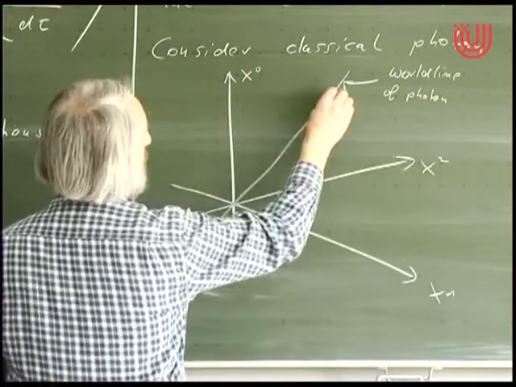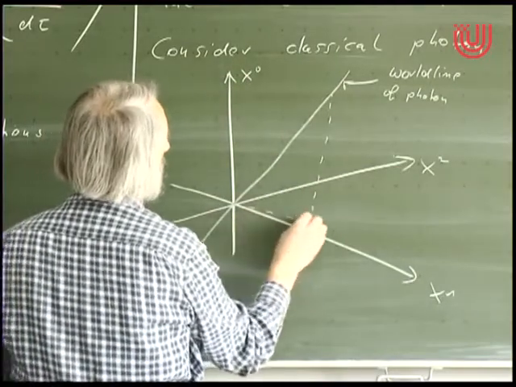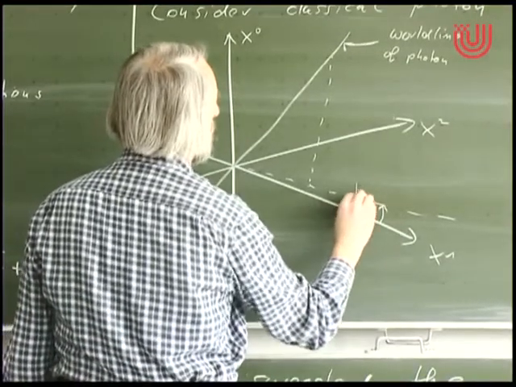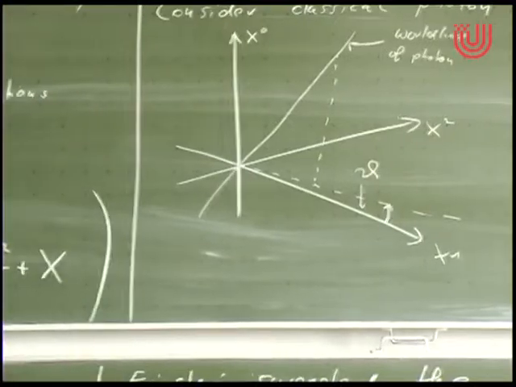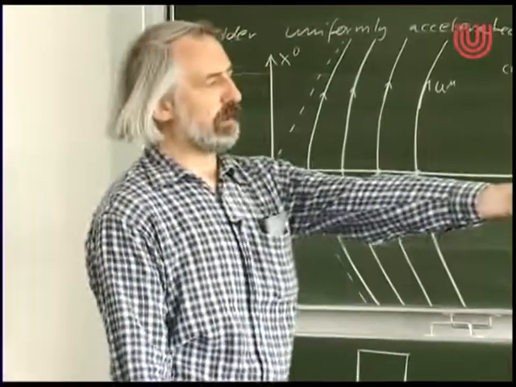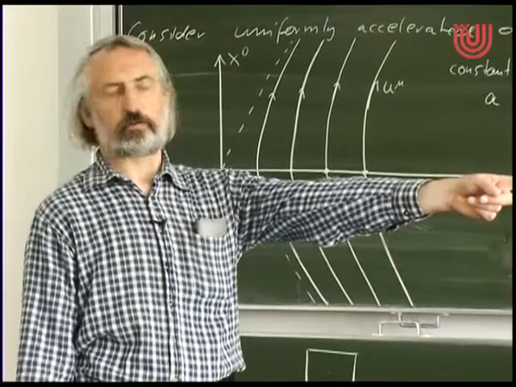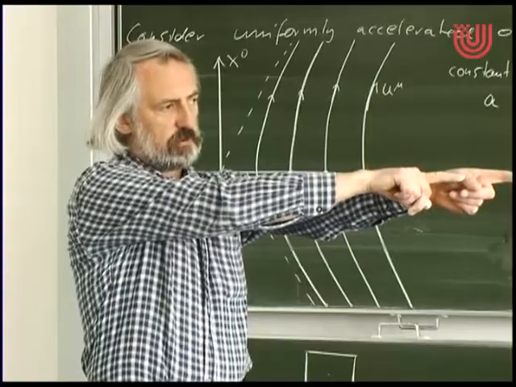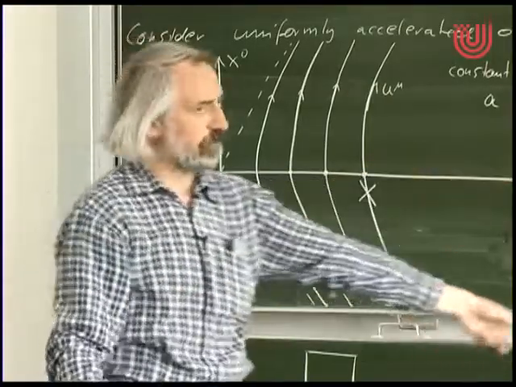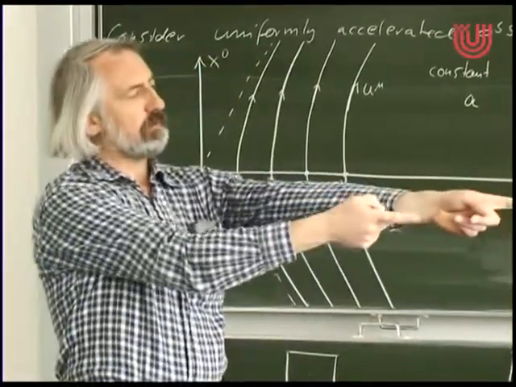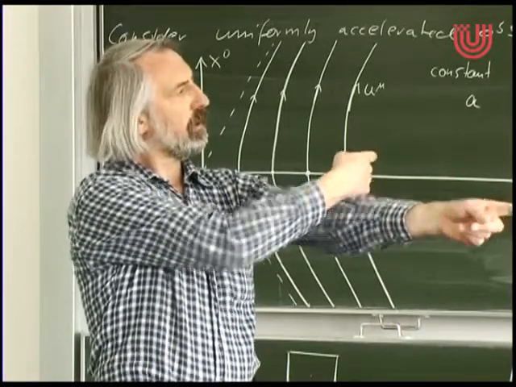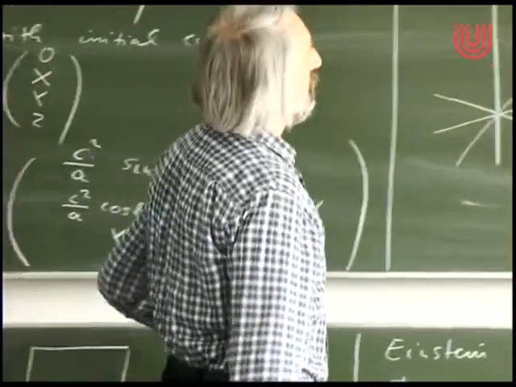So if I project this into the x1, x2 plane, I get an angle theta here. This angle theta tells me how the photon moves relative to the direction in which the acceleration is. Theta equals 0 would mean the photon moves precisely in the direction of the acceleration, of the gravitational field which I want to mimic. And theta equal pi half would mean it moves perpendicular to the direction of the acceleration, for instance. Well, and what's the world line of the photon?